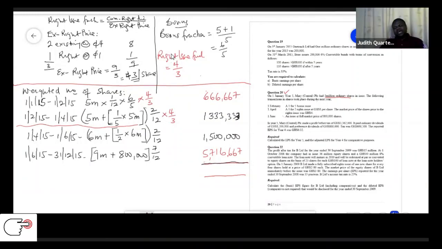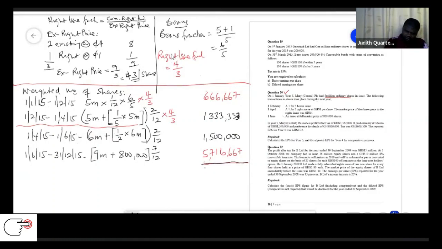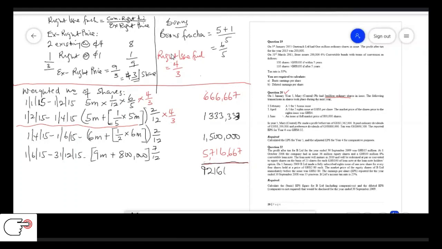You waste time on things that you are not supposed to waste time on. Look at how long it's taking you to give me a figure. 9216667. Give me the figure again. 9216667.